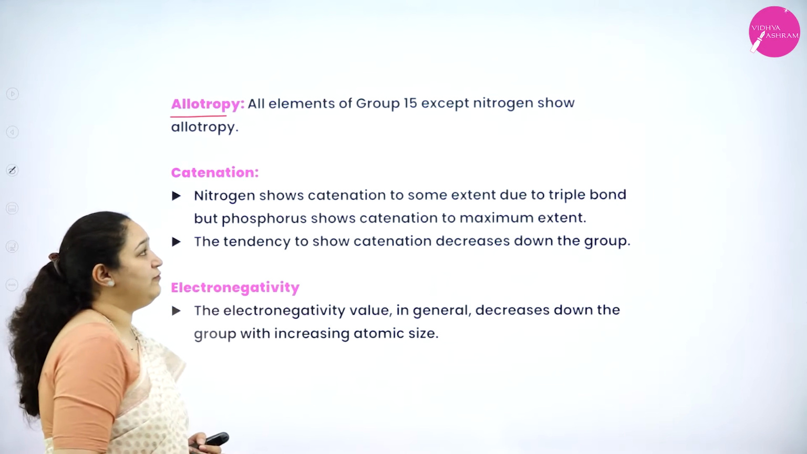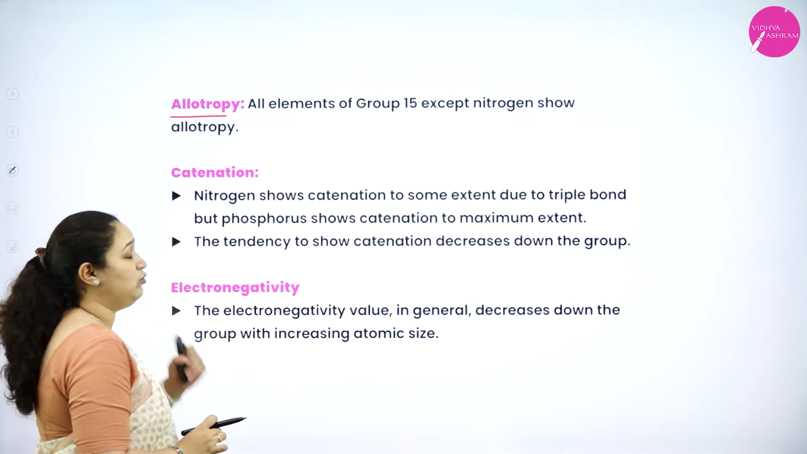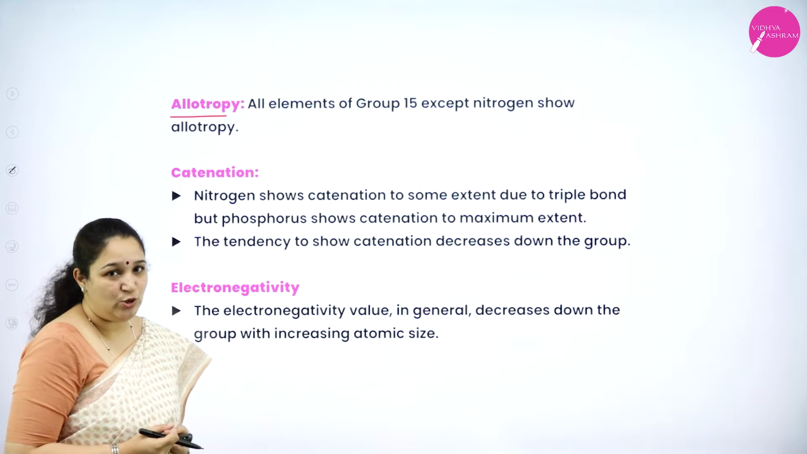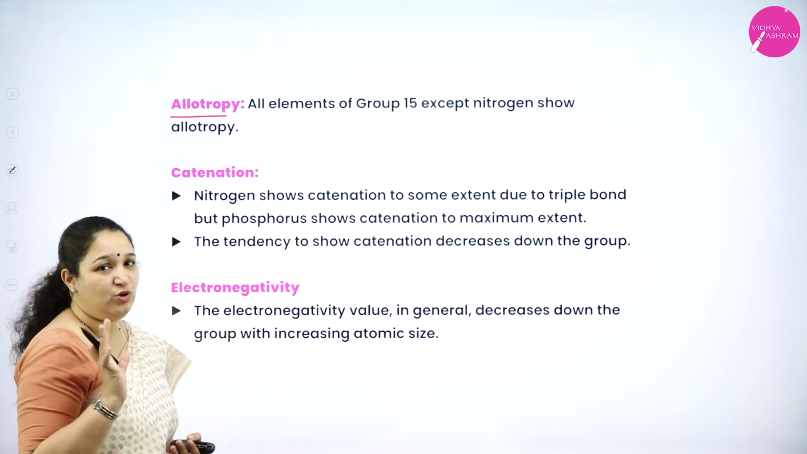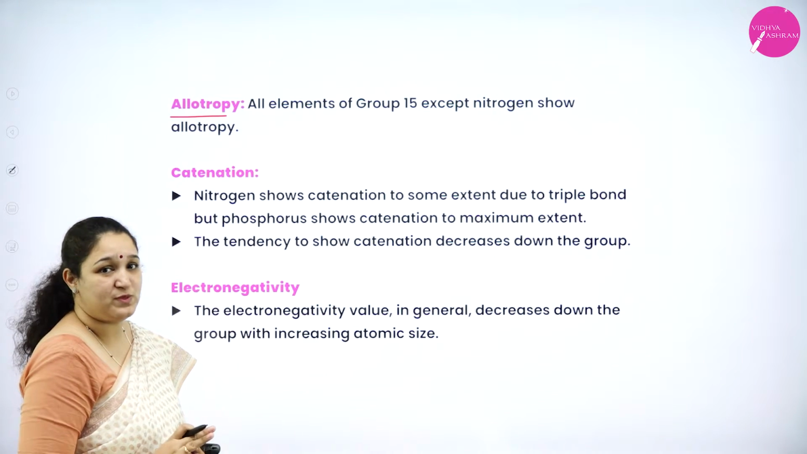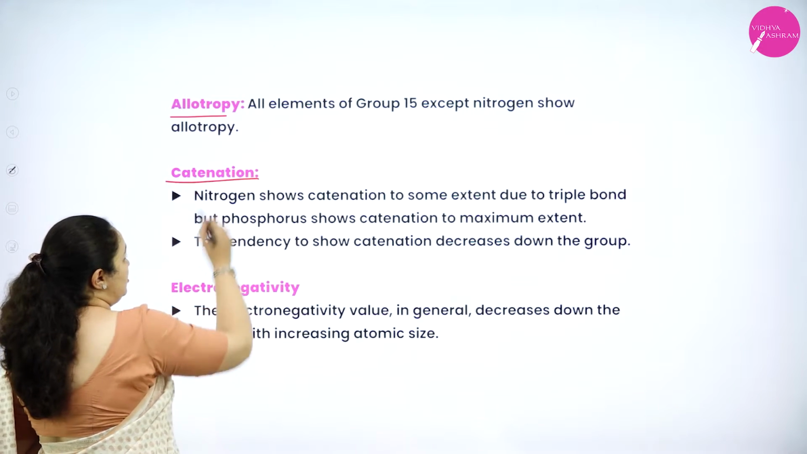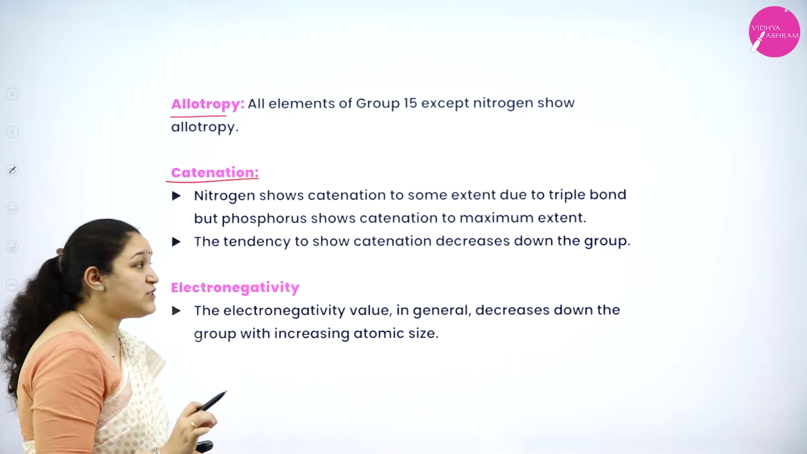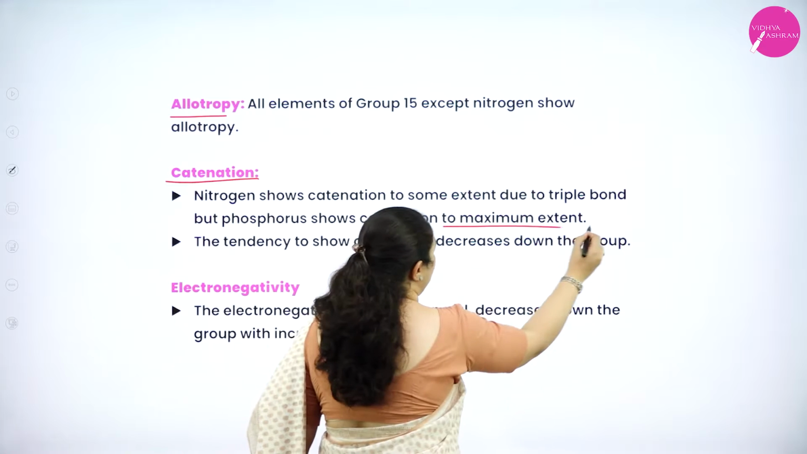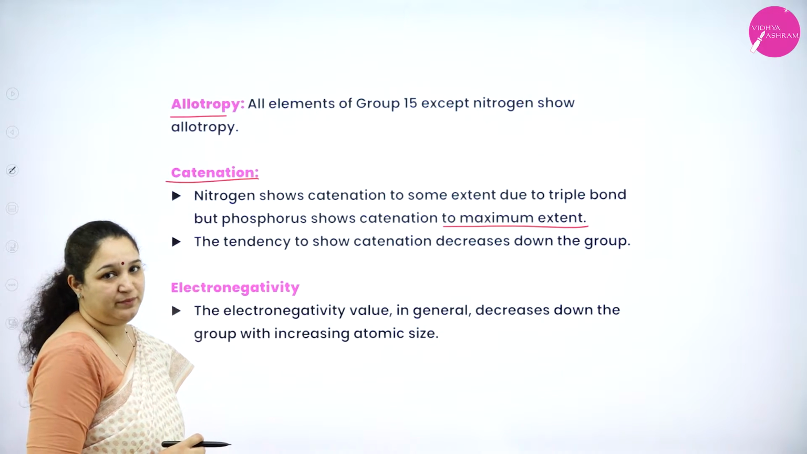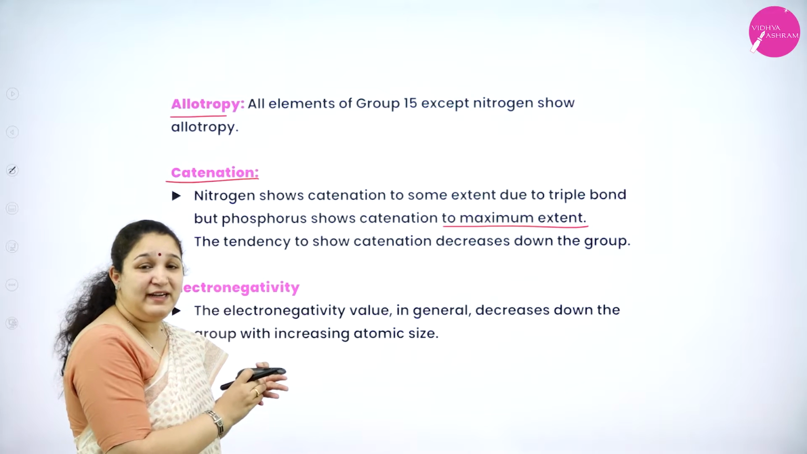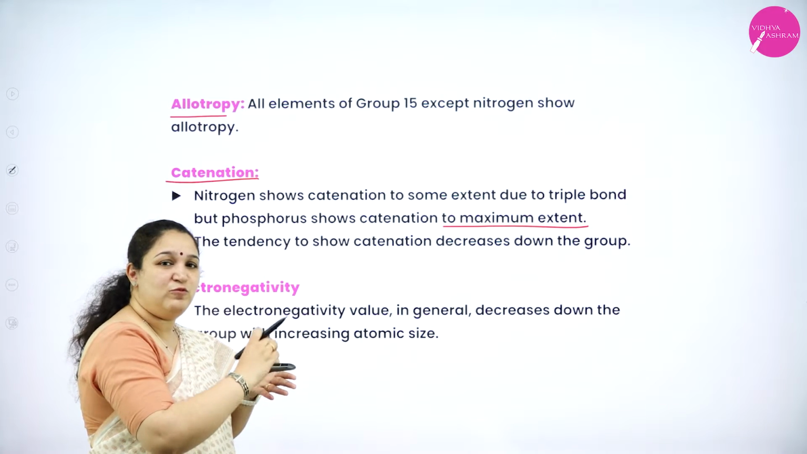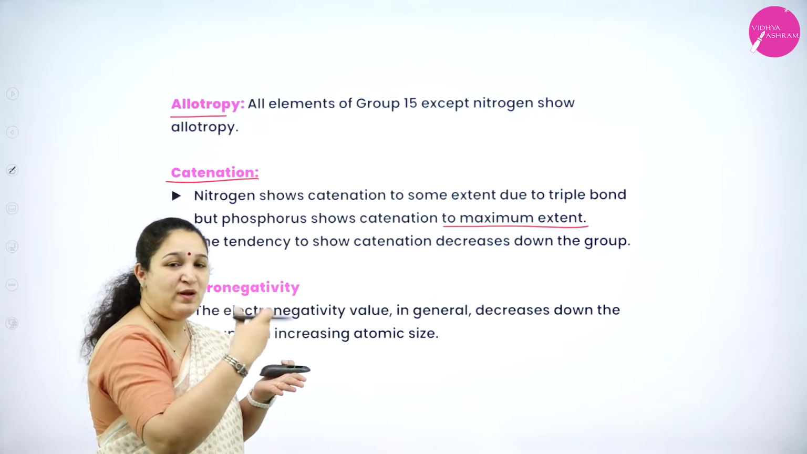All elements of the group 15 except nitrogen show allotropy. So, when we are going into detail of the elements, then we will learn about the allotropic forms. Only nitrogen will not show allotropic forms, but it will show isotopes. Okay. Next is catenation. Nitrogen shows catenation up to certain extent, but phosphorus is the one which shows maximum catenation property. What is catenation? It's the ability of an atom to bond among themselves. That is, phosphorus can form a bond again with one more phosphorus or one more phosphorus.